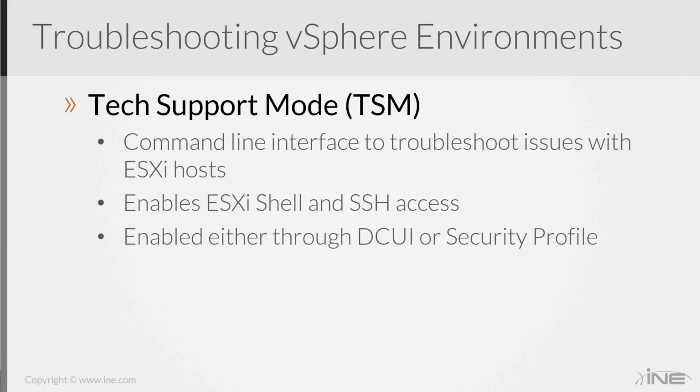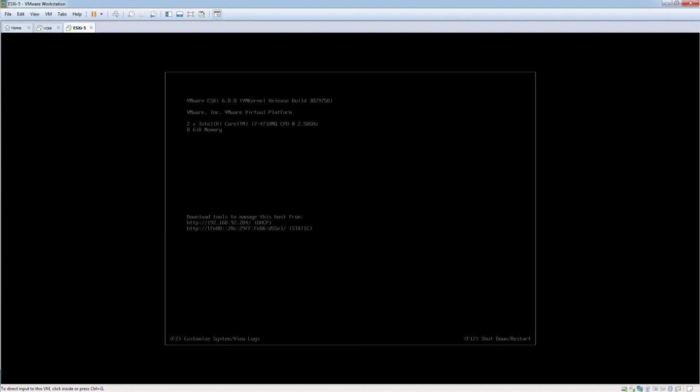So let's take a look at the vSphere web client and see where we could configure this. But before I get there, let me pull up my console or my DCUI, and we'll take a look at this first on the DCUI. Then we'll move over to the vSphere web client and see where we can configure this. So here I have one of my ESXi hosts up.